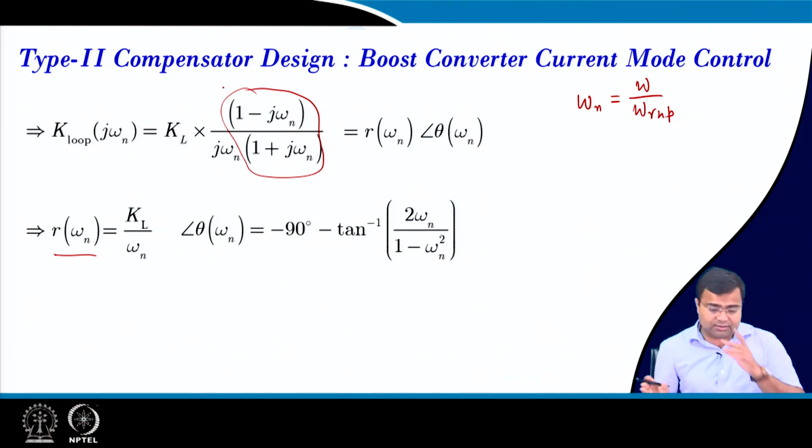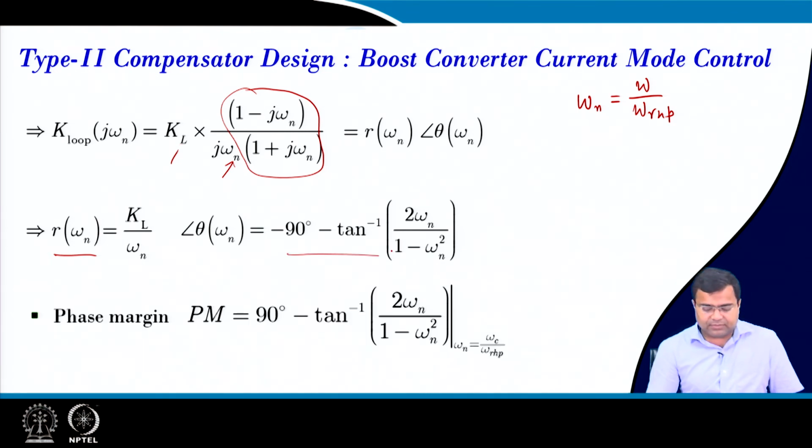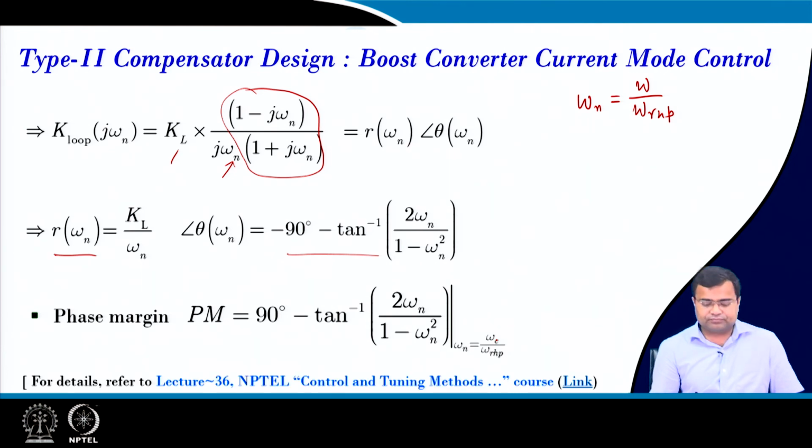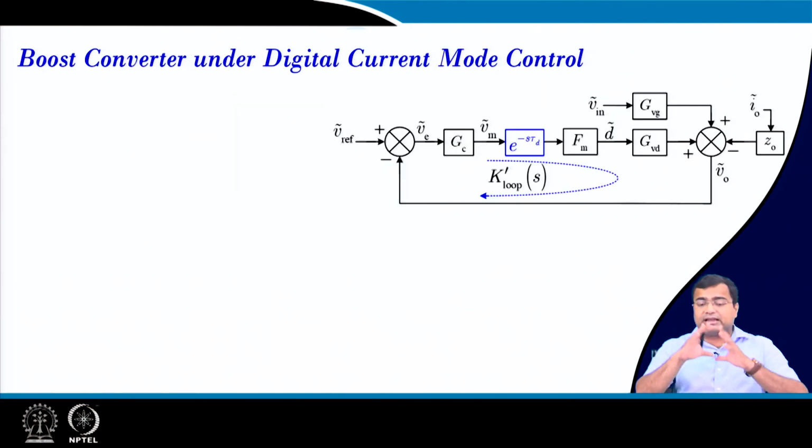So, there will be 1, and the gain will be primarily because of this term and this KL, but the phase will come from this term, and then the phase margin will be 90 degrees minus tan inverse of this, and this will be computed at the crossover frequency. This is discussed in lecture 36 in our earlier NPTEL course.